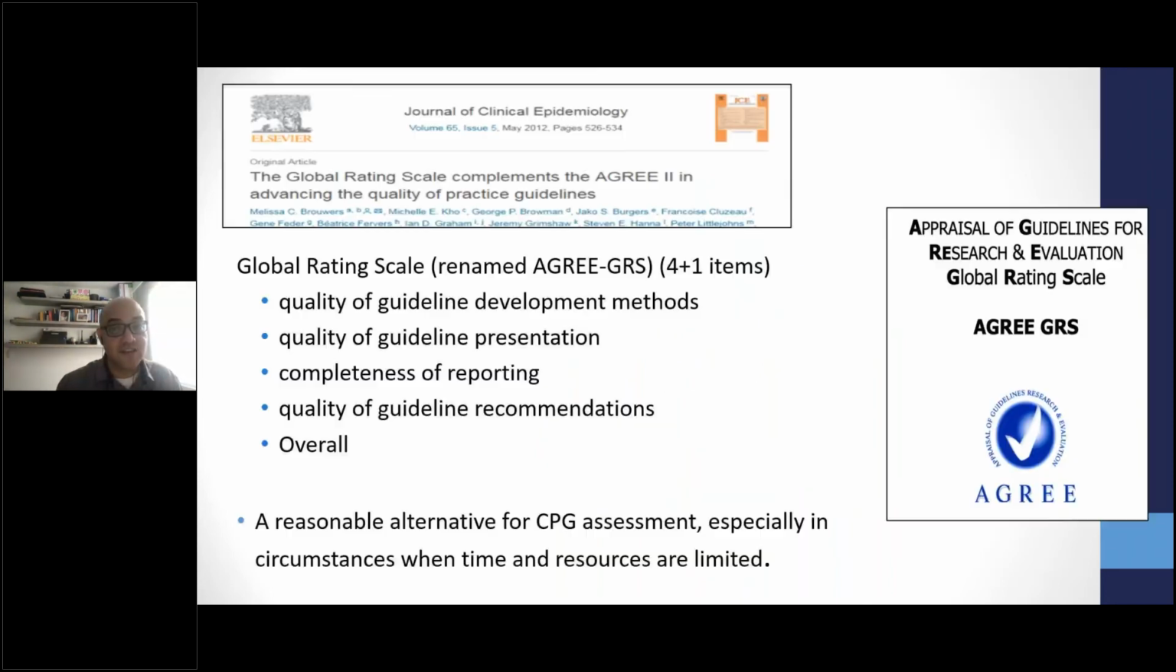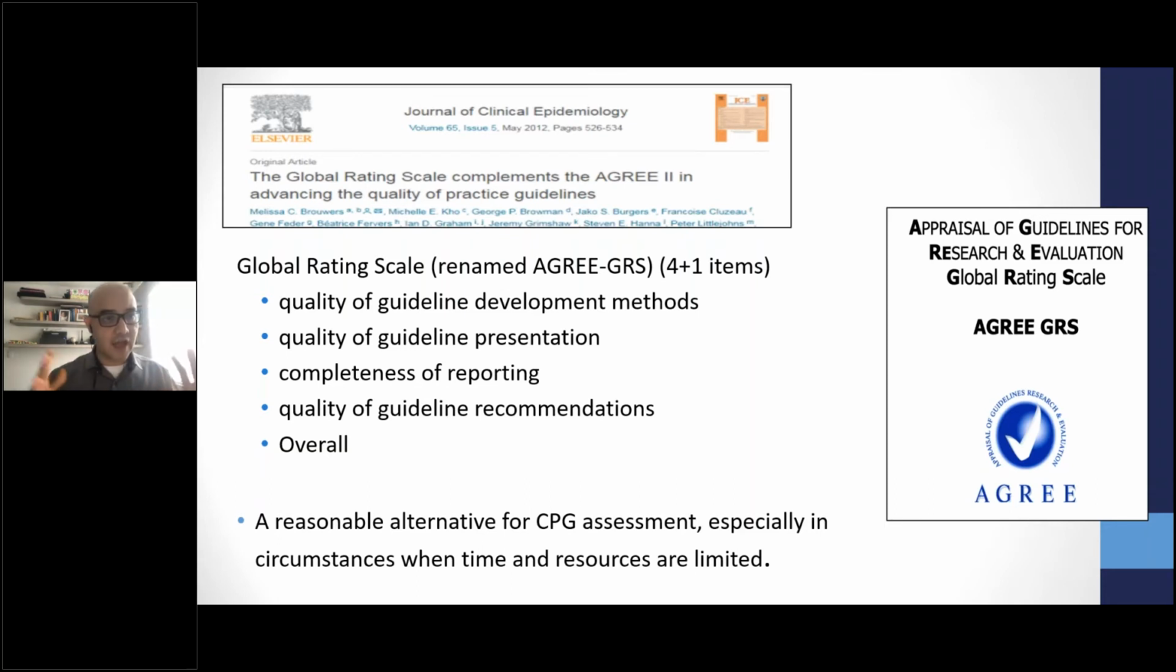Next, please. The AGREE-GRS is a simpler tool. It's a short version of the AGREE tool, and we called it at the beginning the global rating scale. We also call it AGREE-GRS. Some people call it the AGREE short version. This is a very simple 4-item scale tool that assesses only 4 items, which are the quality of guideline development methods, the quality of guideline presentation, the quality of reporting, and the quality of the recommendation, and an overall final score. It went through all the validity and reliability process.